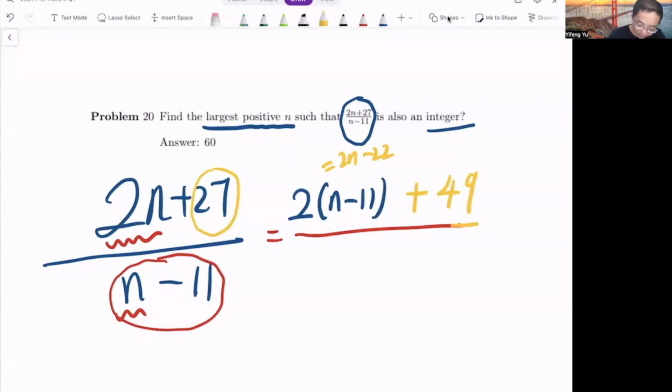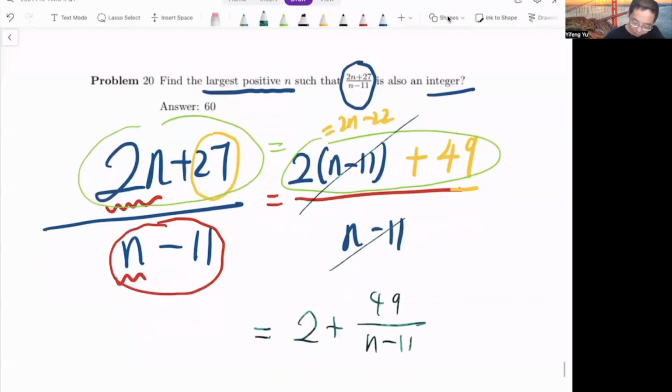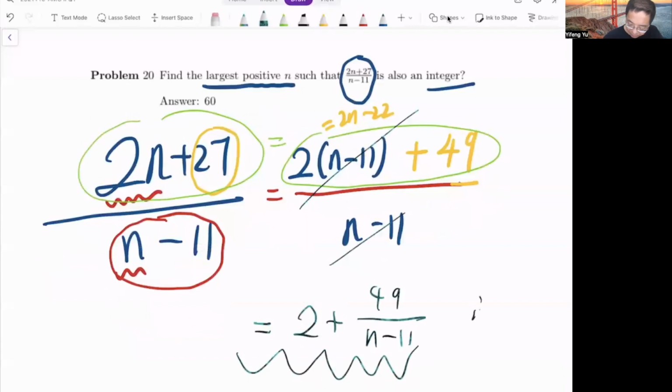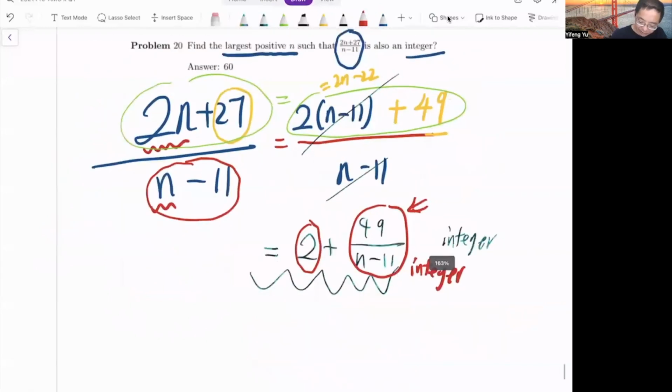So this whole thing equals this one, and then you divide it by n minus 11. What's the advantage of doing this? Now we can cancel the term here, so I just get 2 plus 49 over n minus 11. What do we want? We want this to be an integer. This 2 is already an integer, so we need 49 over n minus 11 to be an integer.